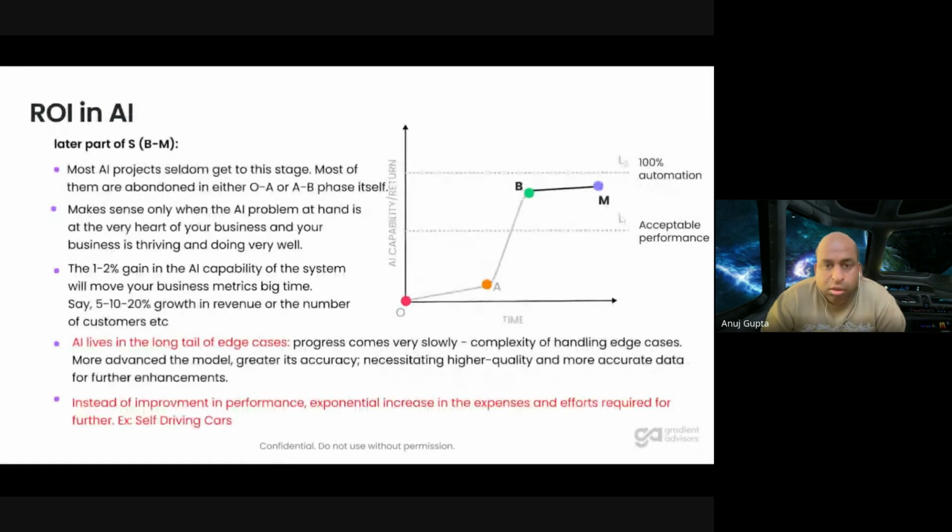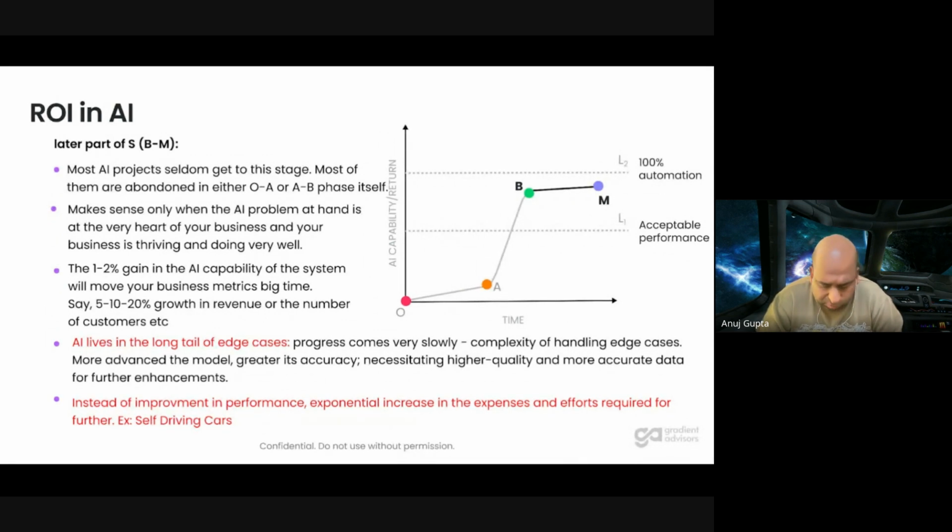Okay. So where does this lead, right? Like I said, most AI projects seldom get to this stage, right? And successful projects seldom go beyond even the B phase, right? Because often in industry, even 90% accuracy can be good enough. Again, this is not a generic statement. It all depends on the problem that you're solving, the kind of solution, the value prop, right? Going beyond makes sense only when the problem at hand is at the very heart of your business, right?